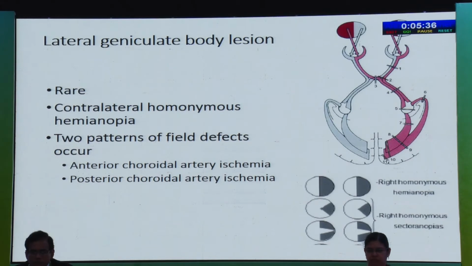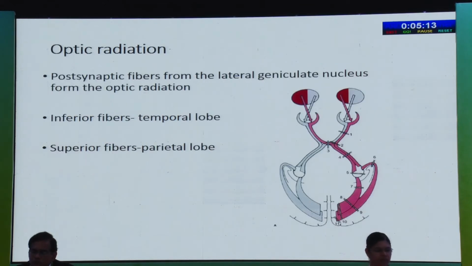Coming to lateral geniculate body lesions, they are very rare. Here again you get homonymous hemianopia, and when the lesion is very localized, with involvement of anterior choroidal artery ischemia or posterior choroidal artery ischemia alone, we get homonymous sectoranopia, and it is very rare.